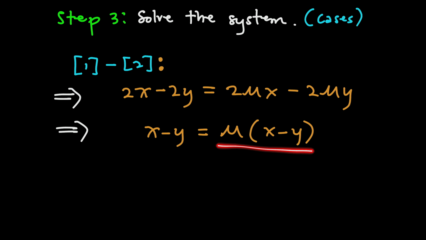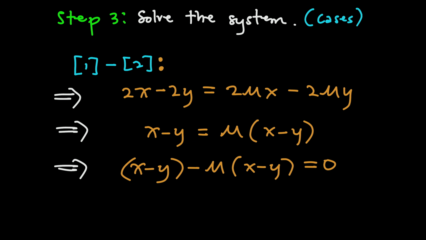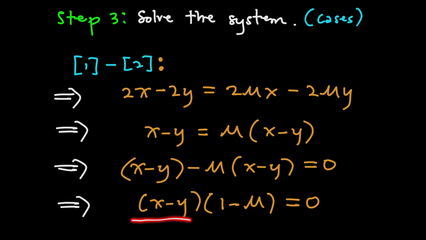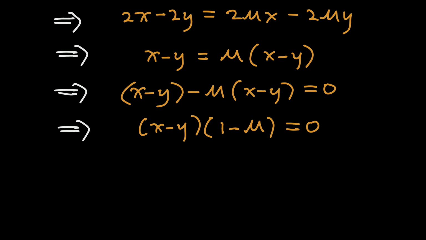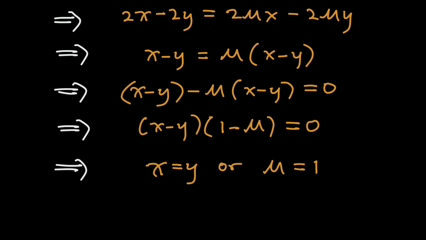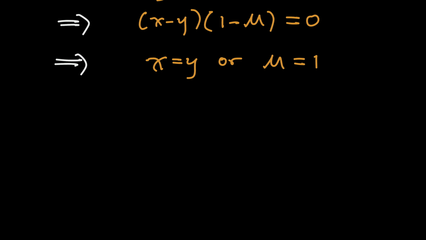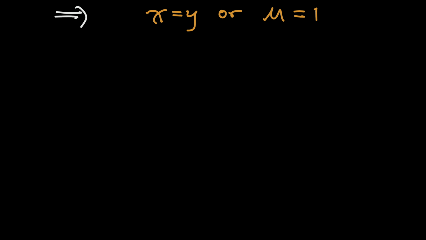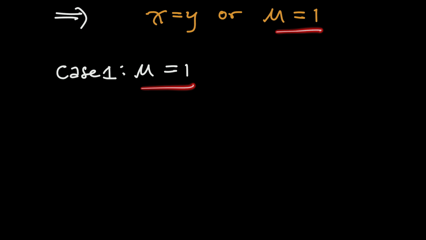We now transpose this one to the other side so that we have the following result. So here, notice that x minus y is common so that we can factor that one out. So we have x minus y, and what is left is 1 minus mu. Hence, we can extract the possible values in this equation, which is x equals y or mu equals 1. Now, consider the following cases. Case 1, that is when mu is equal to 1.